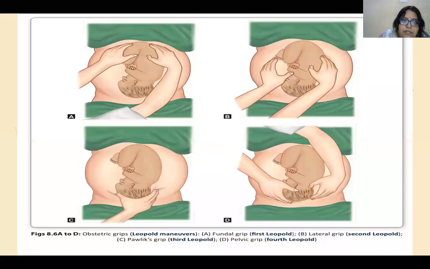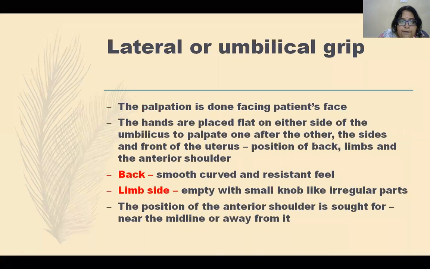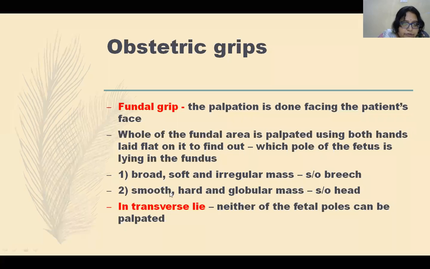So, see, this is the fundal grip where you place both your hands flat on the fundal area and you palpate. If it is a soft mass, it is breech. And if it is very hard and globular, it is head. In a transverse lie, no poles can be palpated.